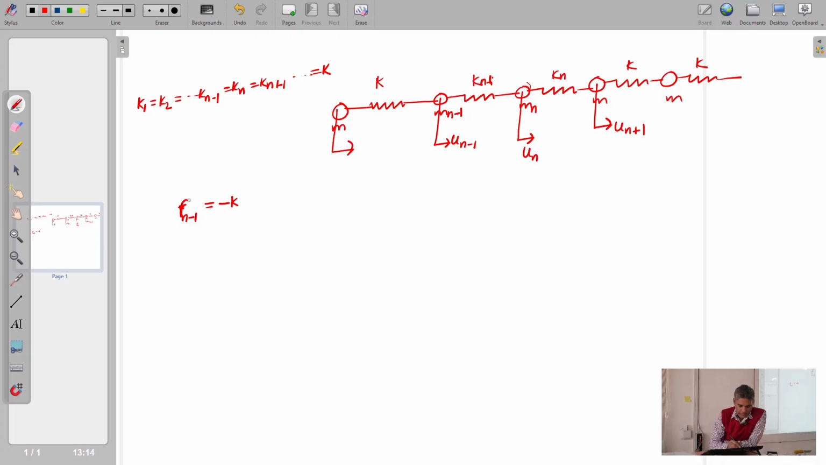and so on, they all have the same K. So, the force applied by the spring n minus 1 on this mass n will be what? Minus K, u n minus u n minus 1. Similarly, the force applied by the n plus 1 spring is equal to minus K, u n minus u n plus 1, right.